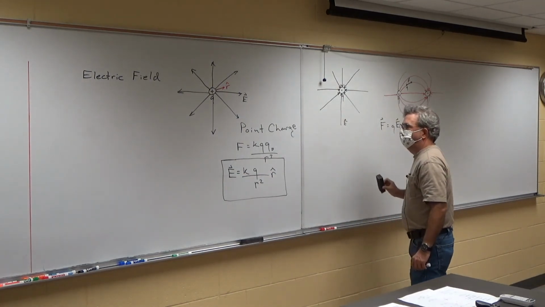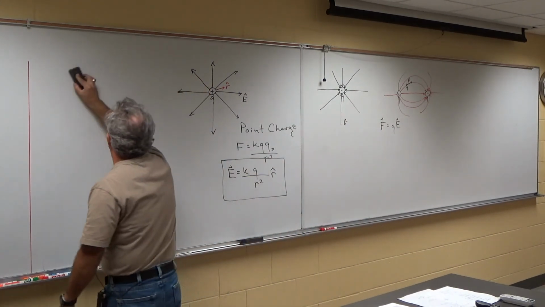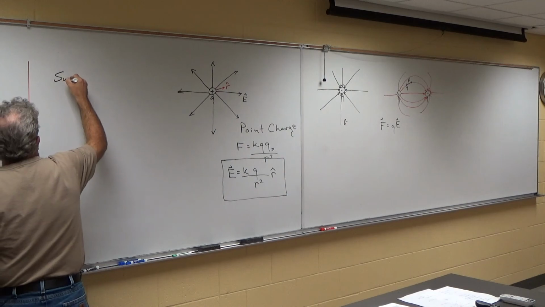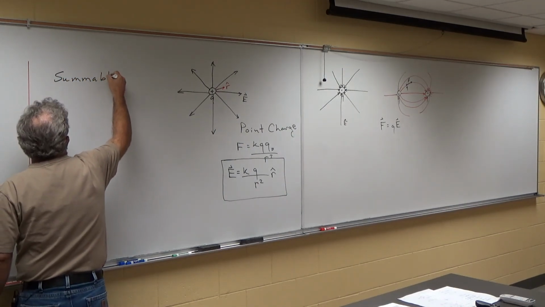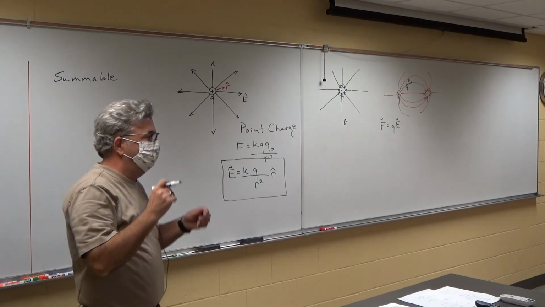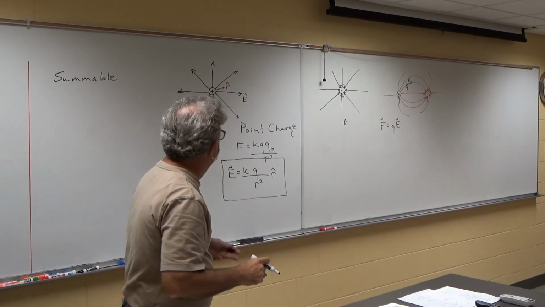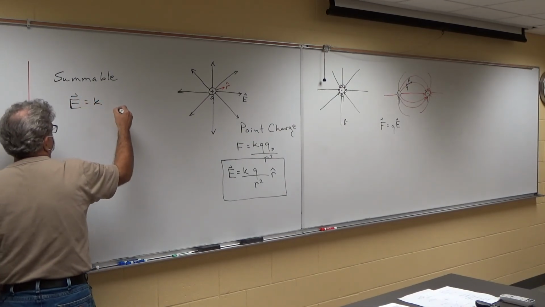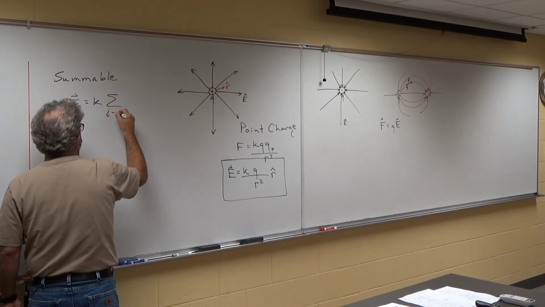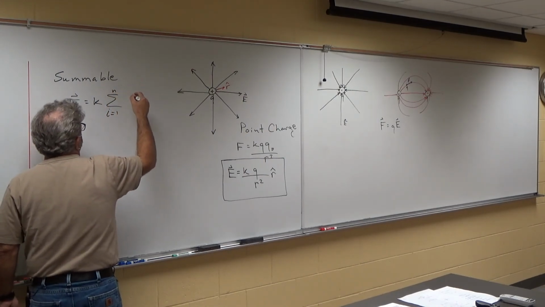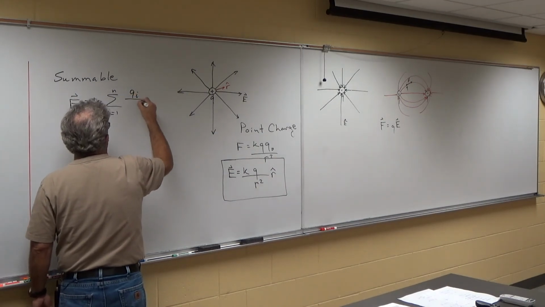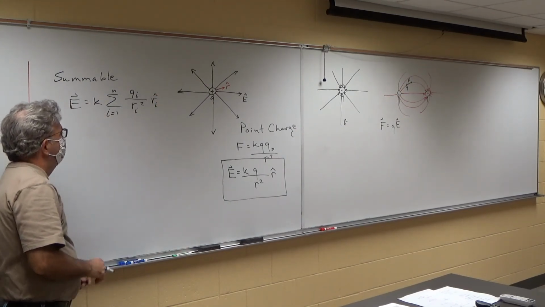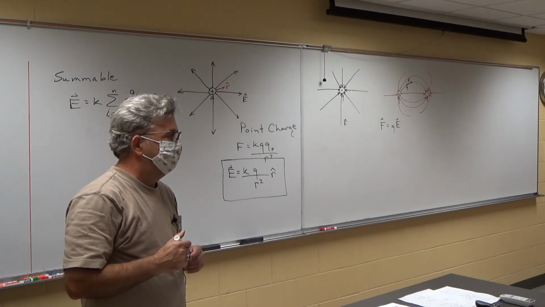So, let me say a couple other things about the field. This may be obvious, maybe not, but it is definitely summable. You add it up. It's a vector. You add it as a vector. So the electric field for a collection of charge is simply K times the sum from i equals 1 to N, depending on the number of charges, of Q sub i over R sub i squared times R sub i hat. Let me draw a picture of that.